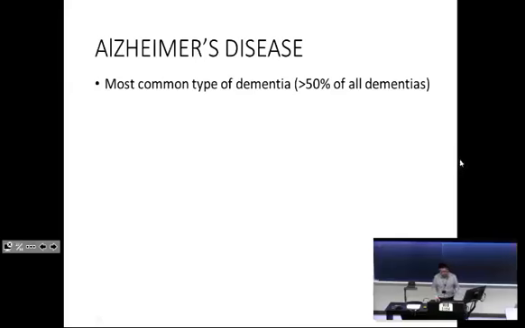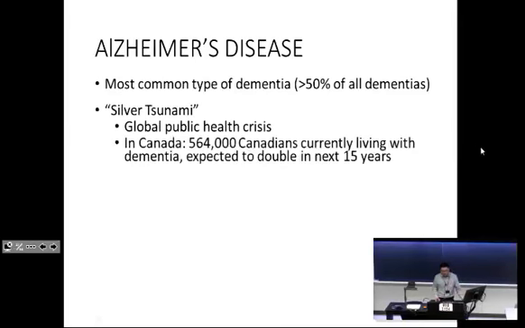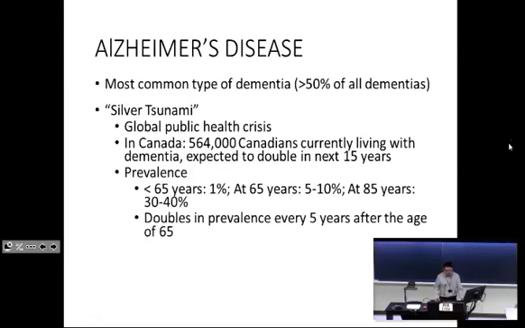Alzheimer's disease, most common subtype, greater than 50% of all dementias. It's the whole issue of the aging population. There are over 500,000 Canadians who have dementia already, and by the time another generation rolls around, that number is going to triple. And as you guys can see from the prevalence data, ignore the numbers for a moment. The most important thing I want you guys to take away from this are two things.